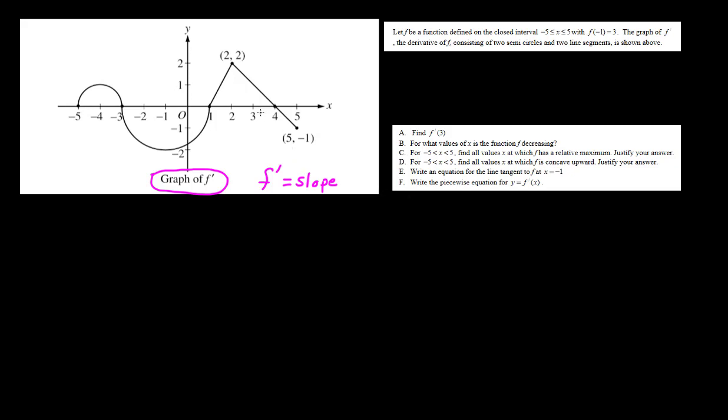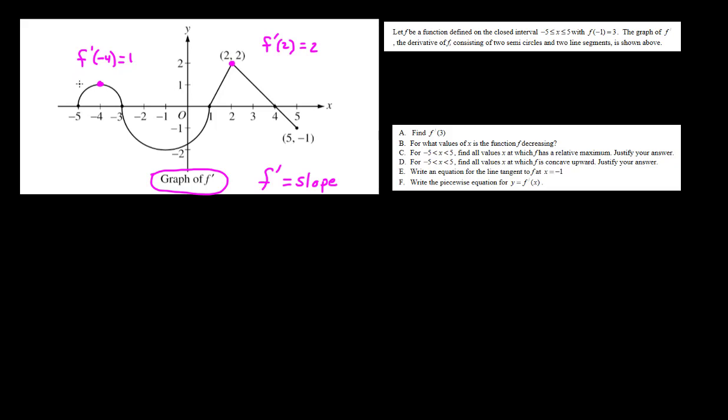So as an example, you see this point here, (2, 2). That means that at 2, the slope of the function, since we can't see the graph of f, we can only look at the slopes. So the slope at 2 is 2. Over here, we'll take a look at this, this is a semicircle. So this tells us that f prime of -4 is equal to 1. That's what these points on this graph tell us.